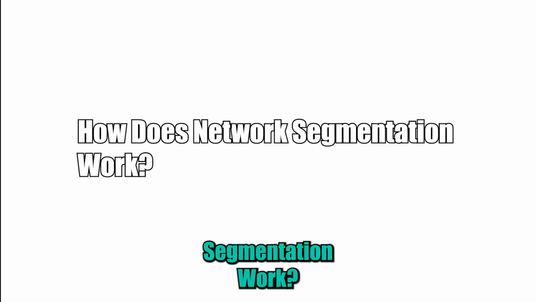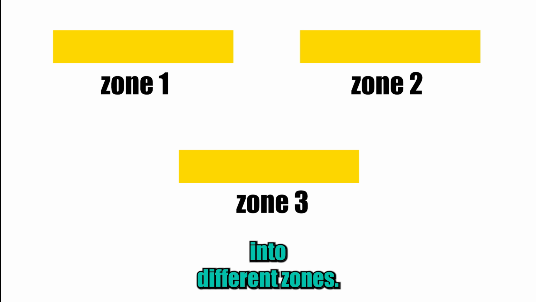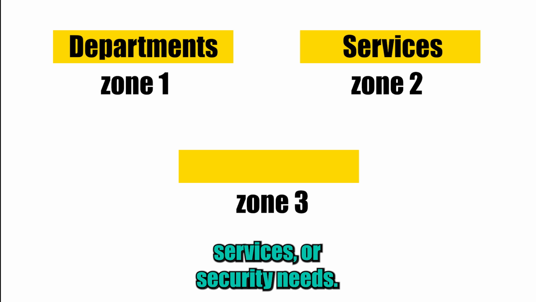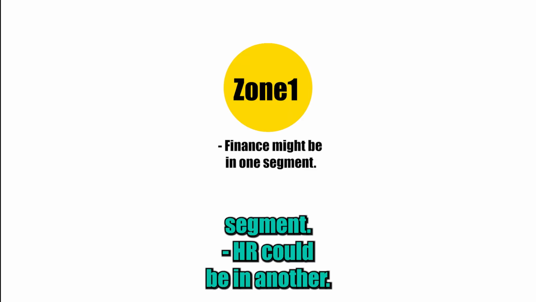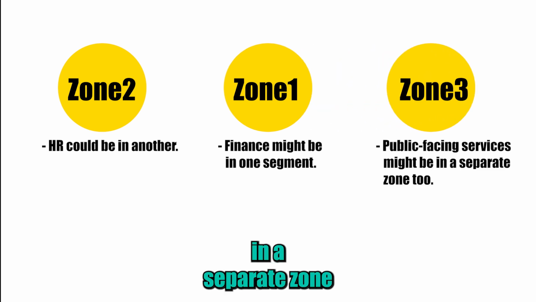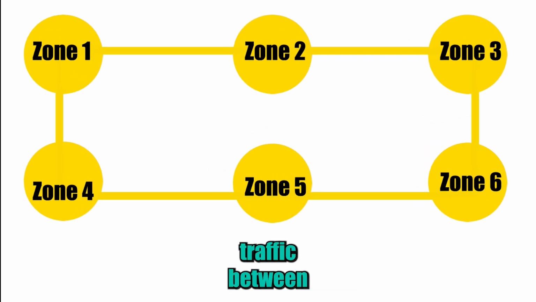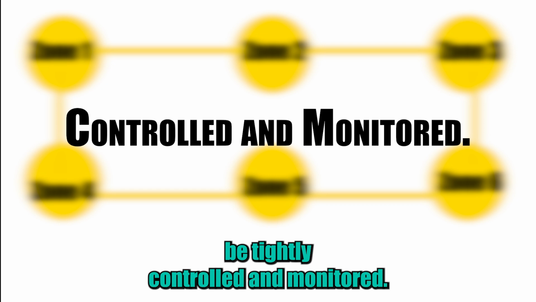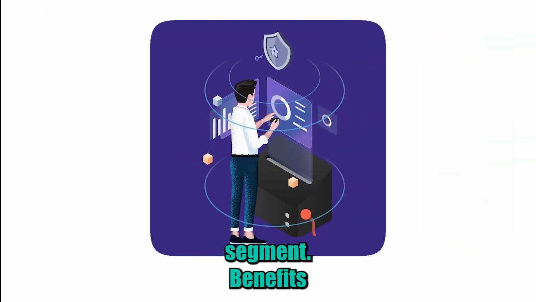How does network segmentation work? Here is how it works. First, you separate your network into different zones. These zones could be based on departments, services, or security needs. For example, finance might be one segment, HR could be another, and public-facing services might be in a separate zone. Second, once these segments are in place, traffic between them can be tightly controlled and monitored. You can even apply different security measures to each segment.